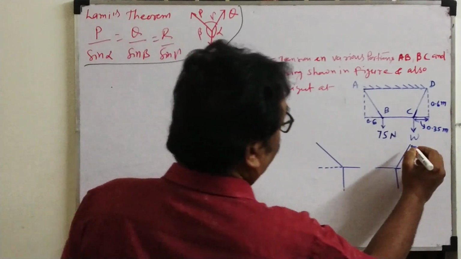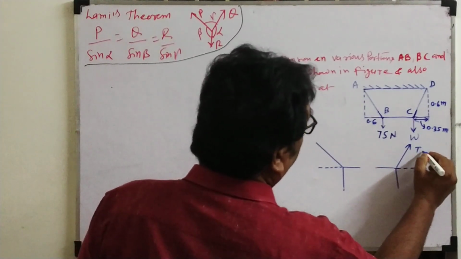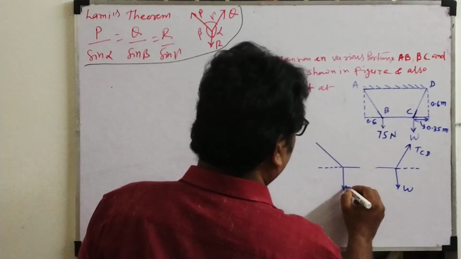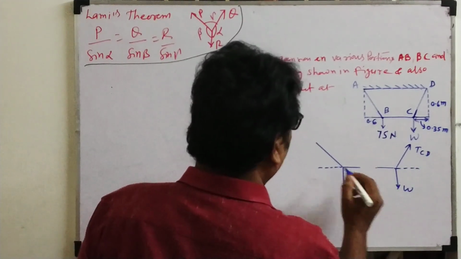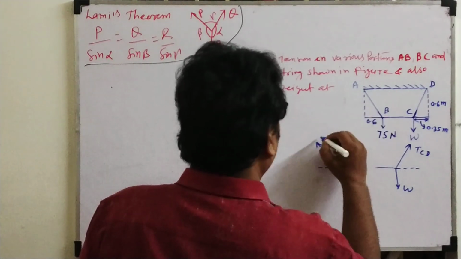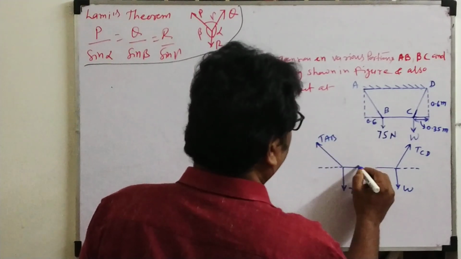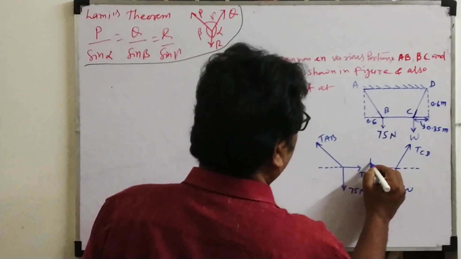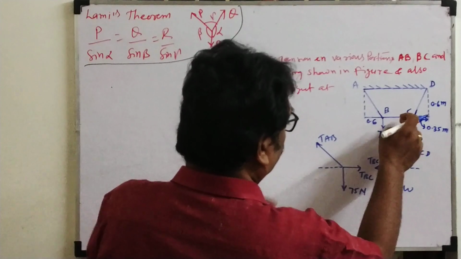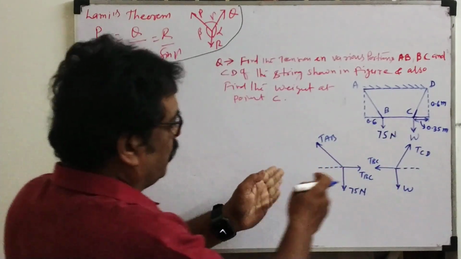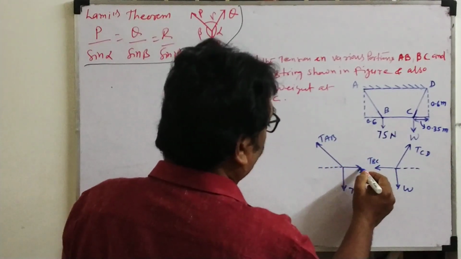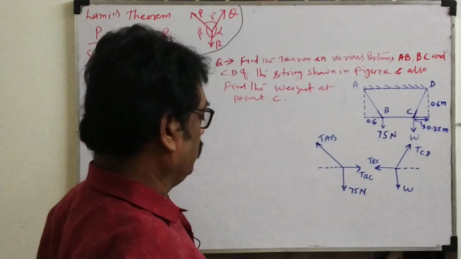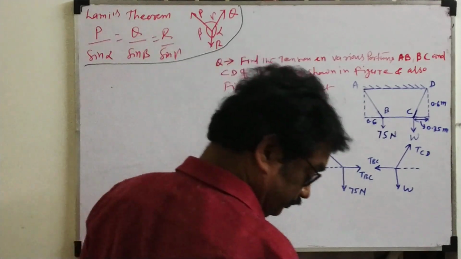So now what is this one? Tension of this string, TCD by name. This will be the W. This will be the 75 Newton given. Then this will be TAB, tension of the string AB. Then TBC, and this also will be TBC because they are separating, so equal and opposite force. Newton's third law, what is it telling? Force will act in equal and opposite direction. So TBC there.